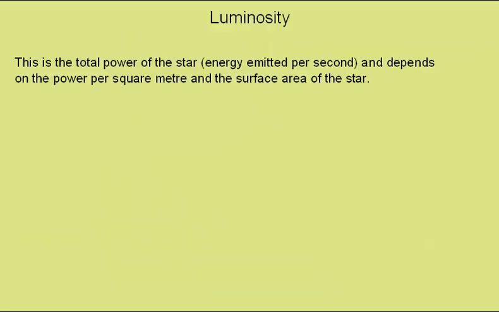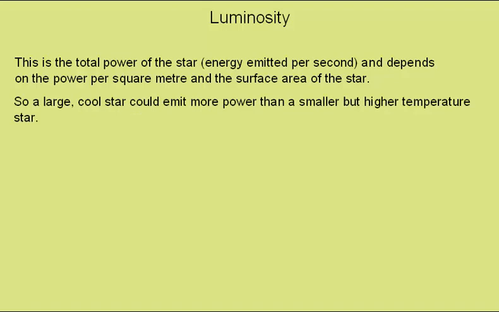Luminosity. This is the total power of the star, or the energy emitted by the star every second, and depends on the power per square meter and the surface area of the star. So a large cool star with a low power output per square meter, but a lot of square meters of surface area, could emit more power and be more luminous than a smaller but higher temperature star.